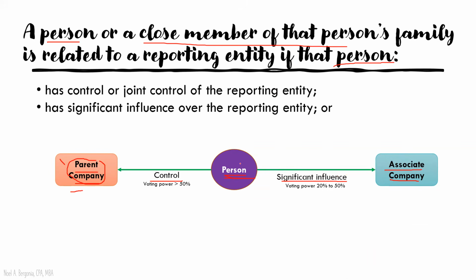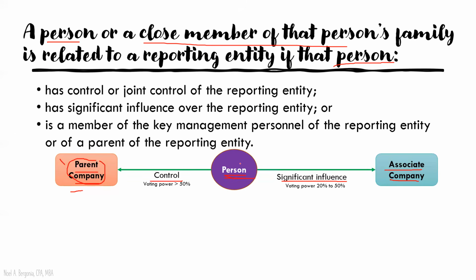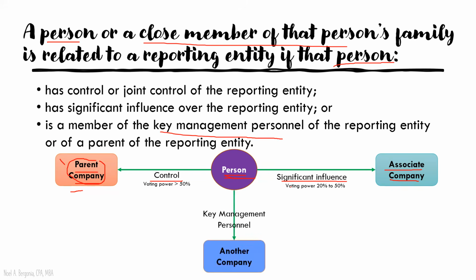And then finally, a person can be a related party to the reporting entity if that person is a member of the key management personnel, which we defined earlier, the persons having authority and responsibility to plan, direct, and control the activities of the company. So let's say this person, Daniela Mondragon, is a key management personnel of another company. That means that this person is a related party to that other company. Are we clear on that?